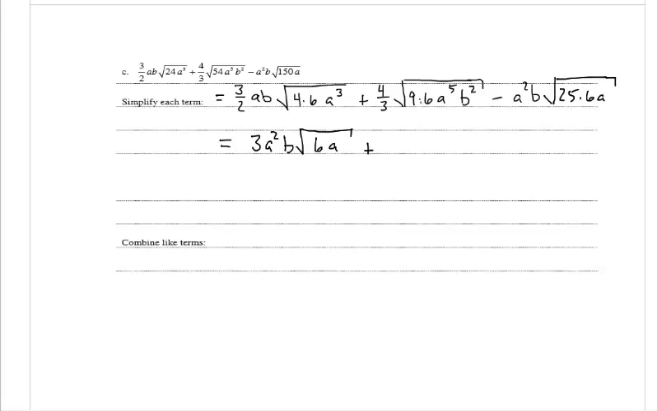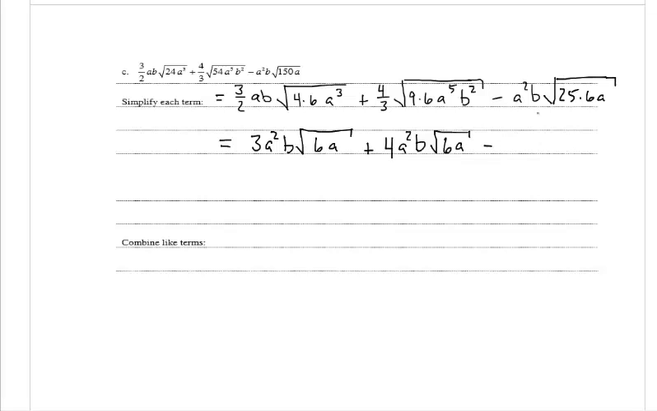Plus we have the square root of 9, which is 3. 3 times 4 thirds is 4. The square root of a to the fifth is a squared square root a. And the square root of b squared is b. So we have times the square root of 6a.